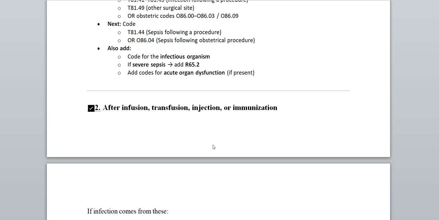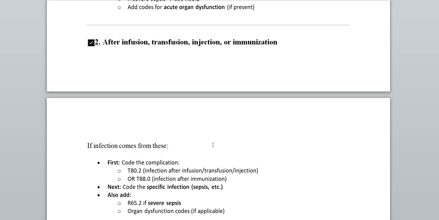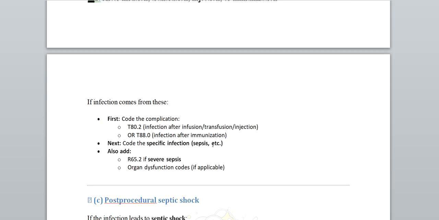So after infusion, transfusion, injection, immunization, if infection comes from these, code the complication. So T80.2 infection after infusion, transfusion, injection, or T88.0 infection after immunization. Next, code the therapeutic infection, then sepsis. Also add severe sepsis organ dysfunction.